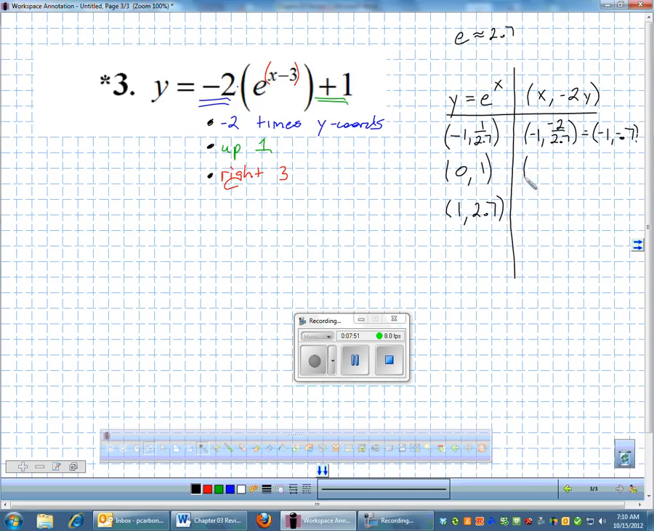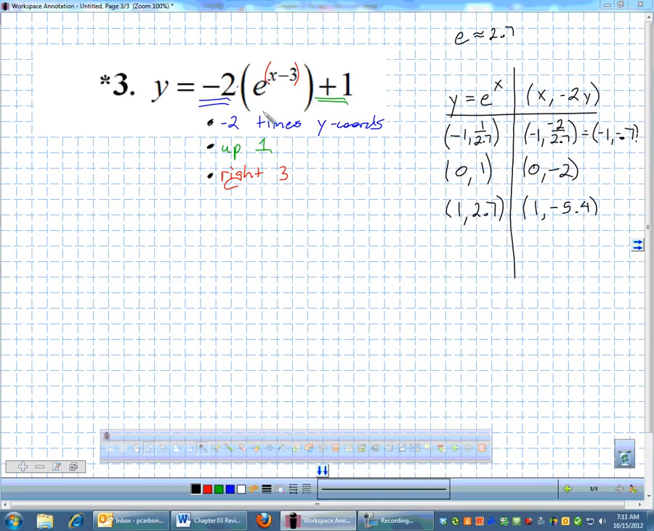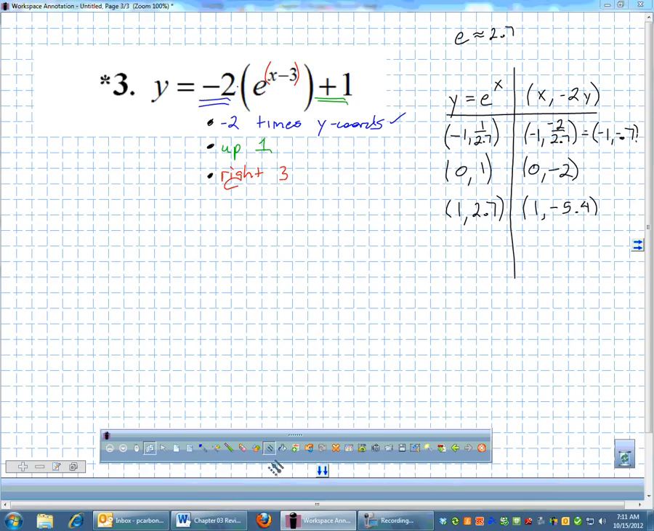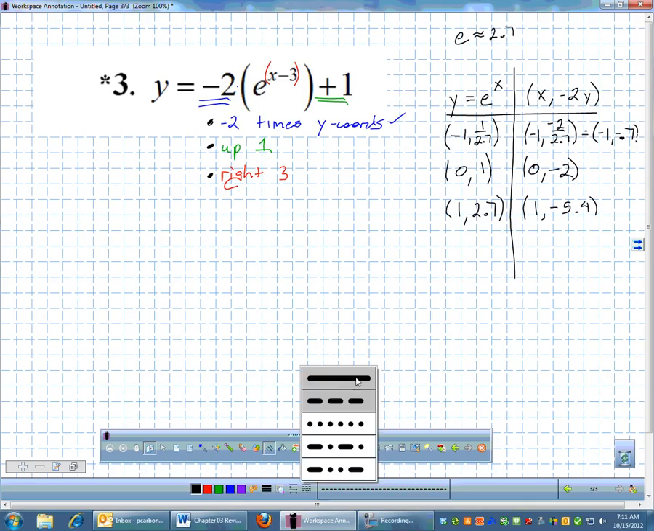Then 0, 1 becomes 0, and 1 times -2 is -2, multiplying the y's by -2. 2.7 times 2 is about 5.4, but when you multiply by negative, that's -5.4. And those are going to be my first points. So I've already done this part: I've multiplied my y's by -2. Then we're going to go up 1 and right 3. So let's get that graph going.